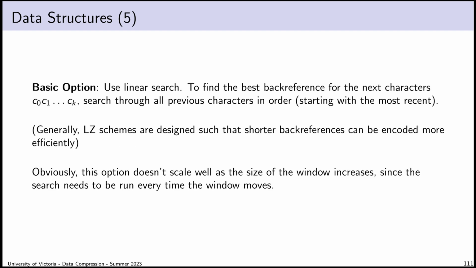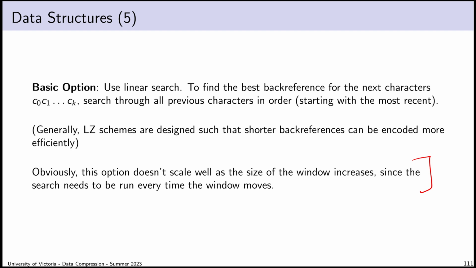Okay, one option, use linear search. This is, frankly, if you're writing an LZ scheme, do this one first. So, of course, if you want to find the best back reference, you could just iterate through every single previous character, all of them, even if that takes a long time. You could do that, and you would eventually find every possible back reference, and you could choose the best from those. That's not great because it scales linearly, and we are performing this operation on every single input symbol.